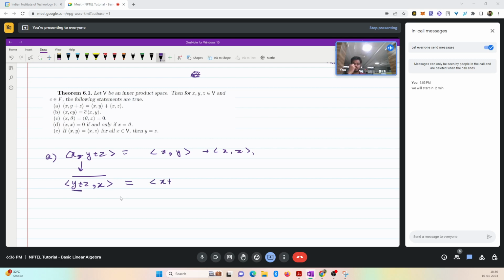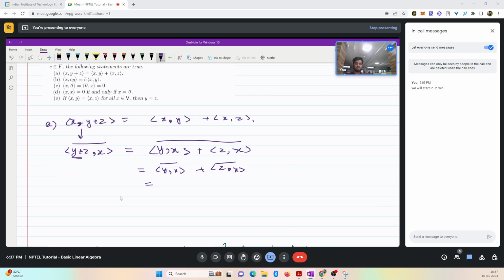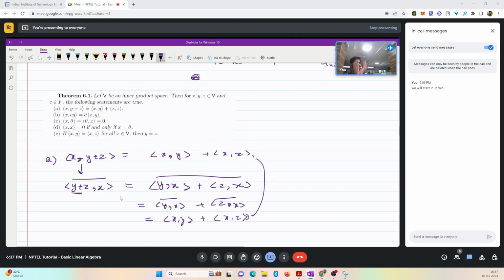Now because the sum is in the first place, it can split. So this thing is the conjugate of <y, x> plus <z, x>. Now, as you know, the complex conjugate splits over addition, so we can write it as conjugate of <y, x> plus conjugate of <z, x>. What does this mean? This means that this is <x, y> plus <x, z>. This is what we needed to prove, right? So yes, even if you have a summation in the second place, this thing will split.